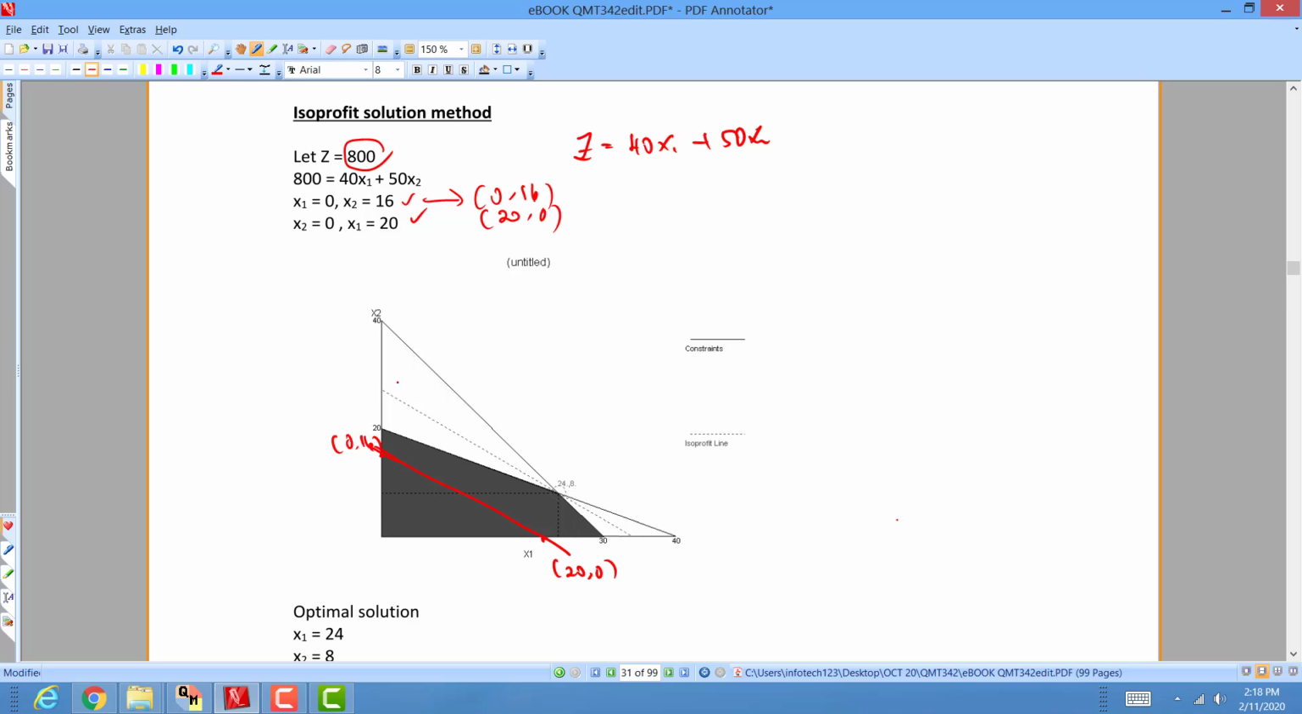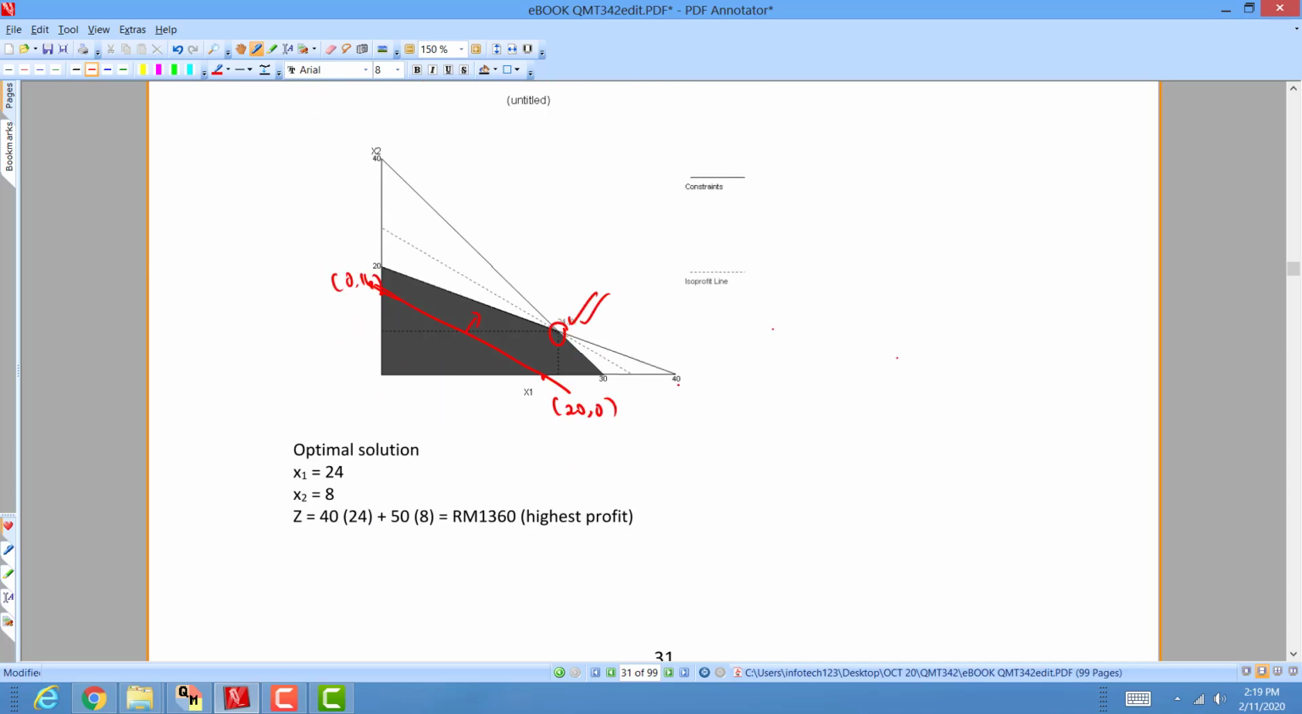Okay, so in isoprofit solution method, we need to move away from your origin. Move away. So kita akan gerakkan dia ke atas lah. Sampai mana? Sampai habis shaded area region. Okay, dia akan sentuh pada point yang ini. So you use your ruler, move this red line upward sampai habis shaded area. So di sinilah dia punya optimal solution.